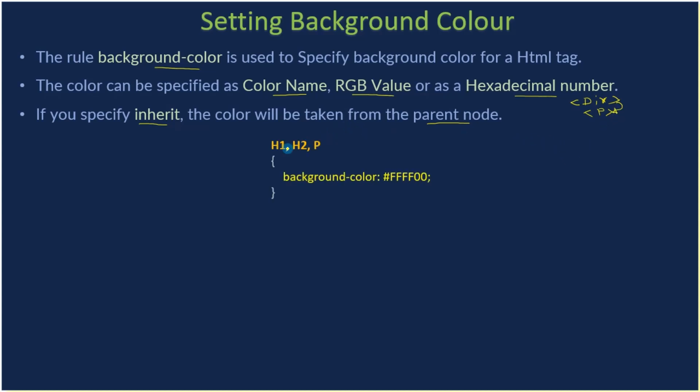So here is the example. The selector is h1 tag, h2 tag, and paragraph tag. And if you see here, we are using the background color, and we specify the hexadecimal value here. This hexadecimal value together specifies the red, green, blue component values, but we specify that as a hexadecimal number.